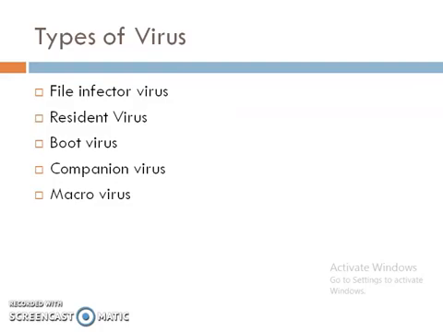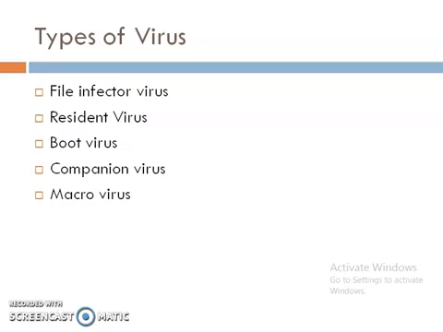Now next, types of virus. Based on the characteristics of virus, there are 5 general types: file infector virus, resident virus, boot virus, companion virus, and macrovirus. A virus is also malware that can spread by human action. First, file infector virus. It infects program executable files like .exe or .com files. When this file is launched, the virus is activated.